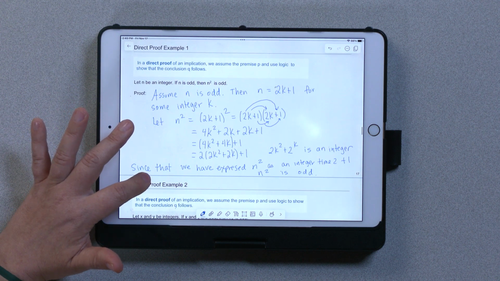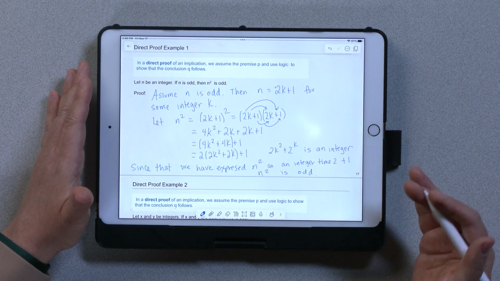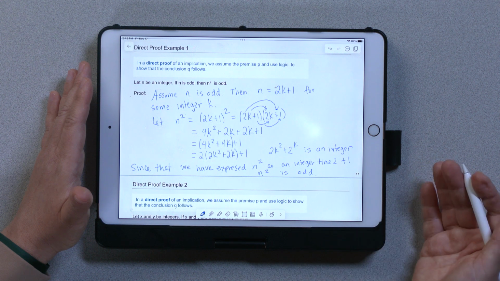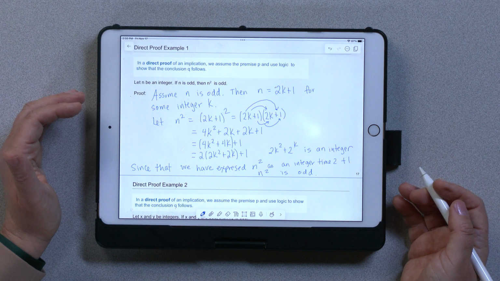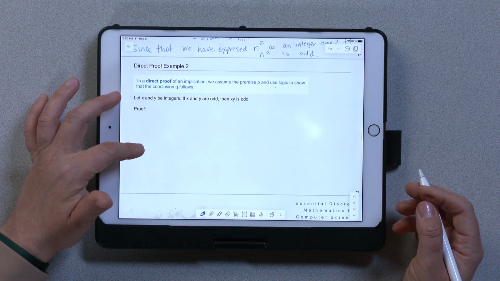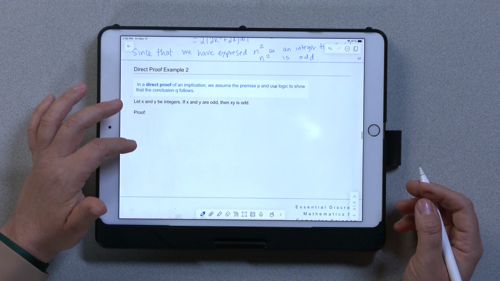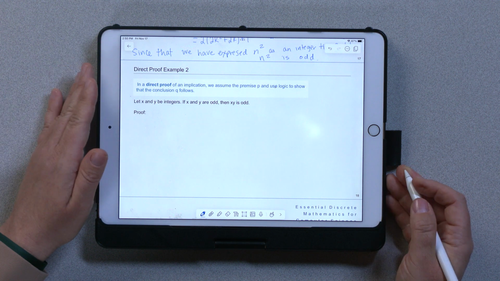Okay, let's just recap. To prove this implication directly, we started by assuming the premise. The premise is that n is odd. Then we made inferences using the rules of logic to show that n squared is odd. Let's try another example. We'll use the exact same proof technique. So we're going to assume the premise and use logic to show the conclusion follows.